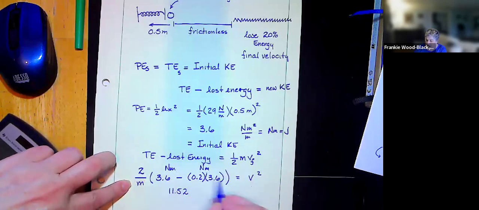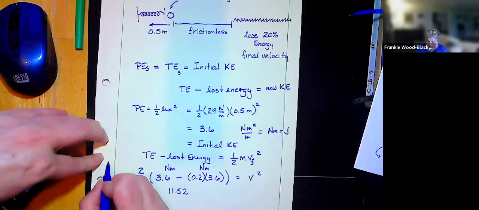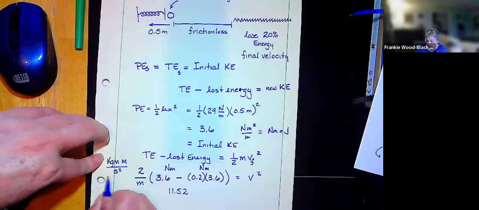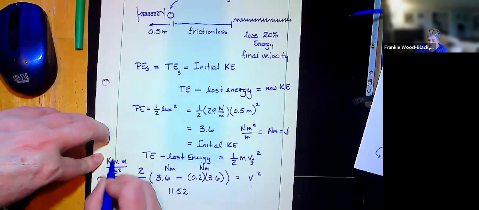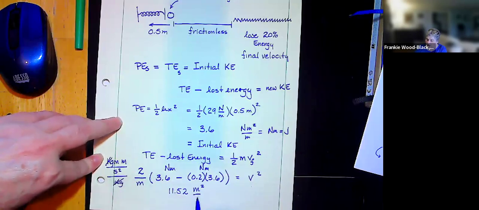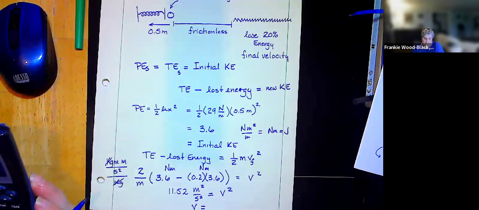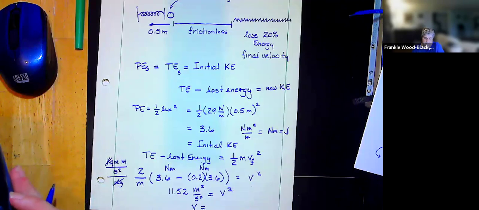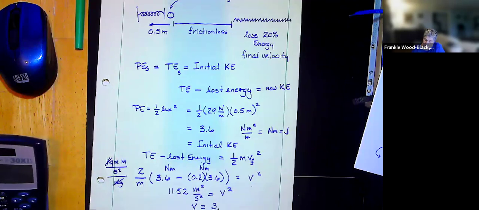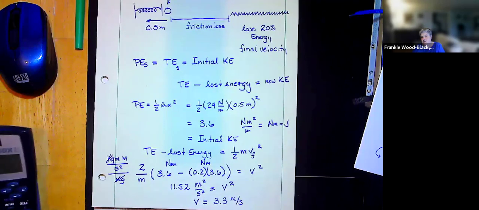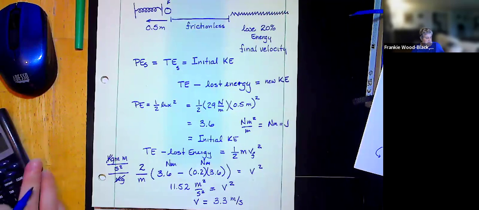And then I'm going to divide by kilograms. So with kilograms, meters, meters squared divided by kilograms, that cancels, that cancels. I end up with meters squared per seconds squared. So that's good. So my velocity is just the square root of that, and it's going to be 3.3 meters per second. So we can use that information to get us a little more complex of a problem.